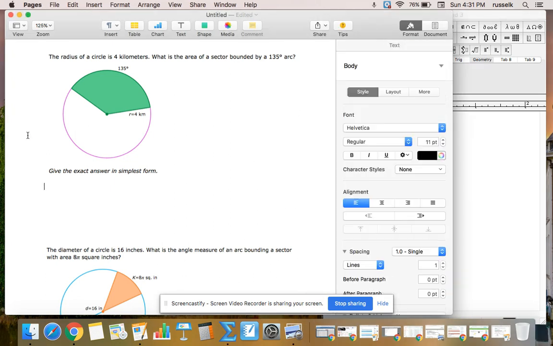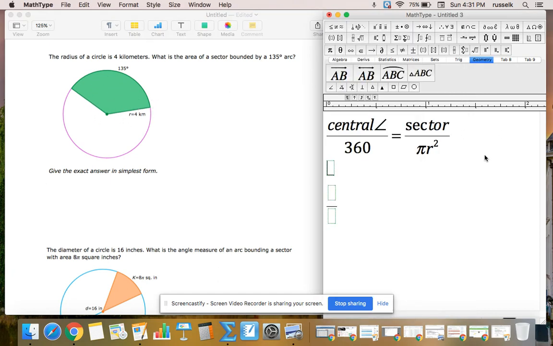So in our first example here, we have a radius of 4. We have the arc measure of 135. That's the same as the central angle. And they're asking us to find this green shaded area, so that green sector there. So plugging in what we know, the central angle is 135 degrees over 360. I like to simplify that if possible. Those both divide by 45, so that simplifies down into 3 over 8.